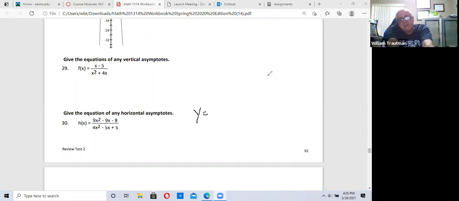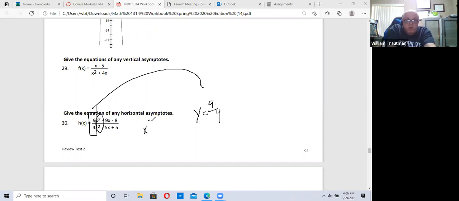Yes, the correct answer. Since the powers are the same, so after you take the test, send me an email saying, "Hey, I get 5 bonus points." So if the powers are the same for the highest powers, the horizontal asymptote is the coefficients in front.